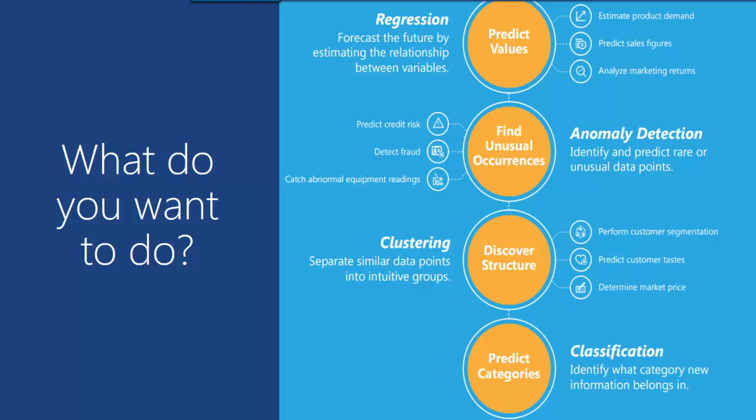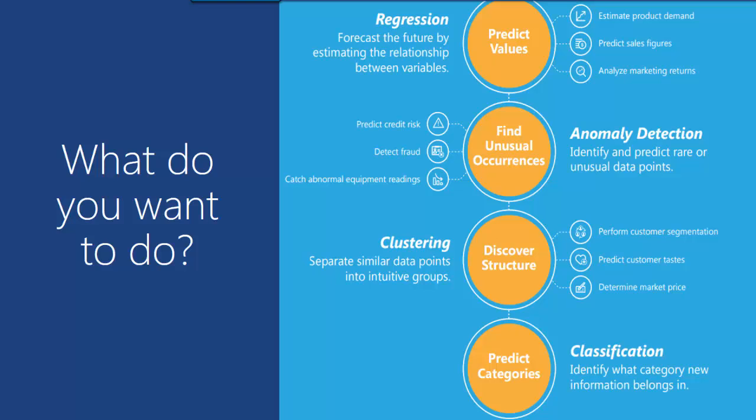The next class of algorithms is whenever you want to find unusual occurrences, and this is what we call anomaly detection. So for example, you want to predict credit risk, you want to figure out if there's some kind of fraud happening, or you want to catch some kind of an abnormal equipment reading. So all of this comes under anomaly detection, and there are certain algorithms which you want to use which are specifically focused on anomaly detection scenarios.